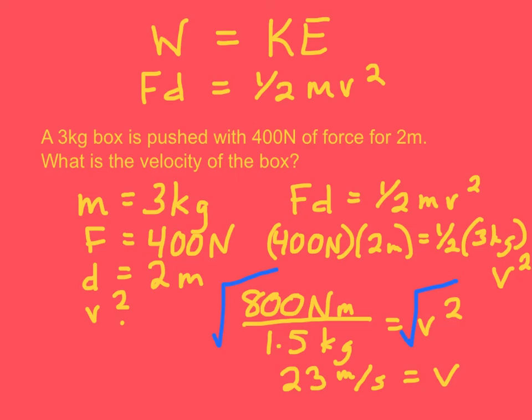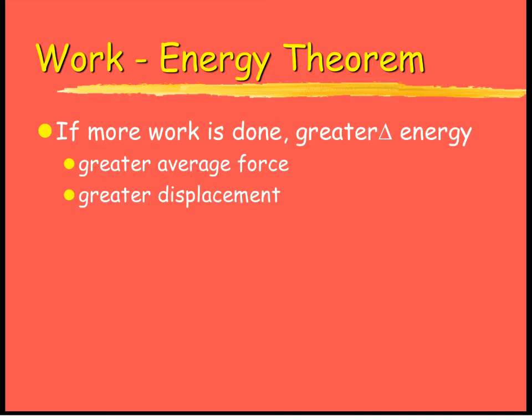The units work out as well. Within a Newton, kilogram meter per second squared, we cancel out the kilogram that we had divided from the other side. So now we have meters times meters divided by seconds squared. If I take the square root of that, it becomes meters per second, which is appropriate for velocity. This is an example of using the work-energy theorem. In conclusion, if more work is done, then greater energy is exerted.